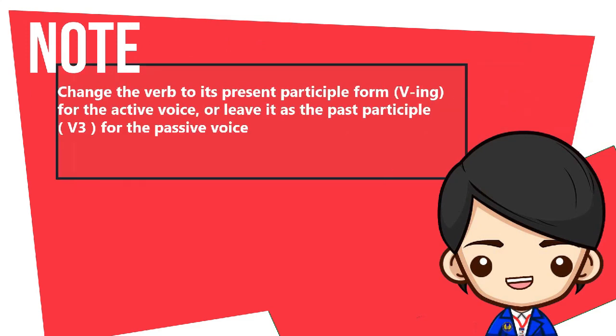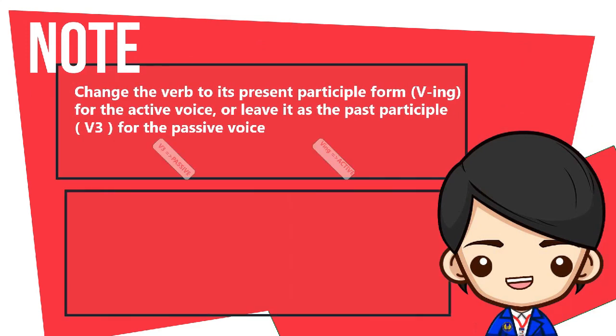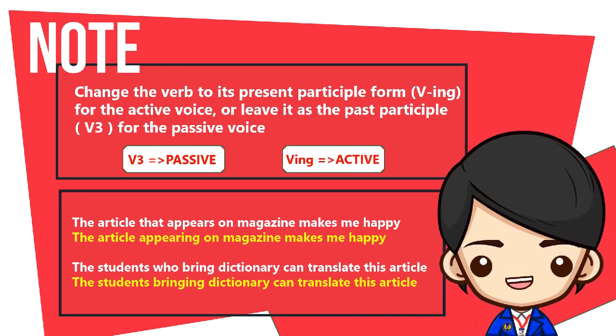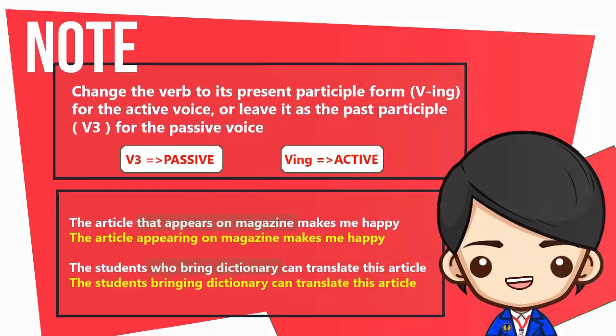Another note, change the verb to its present participle form or verb ing for the active voice, or leave it as the past participle or verb 3 for the passive voice. Please pause first to understand. In the sentence, the students who bring dictionary can translate this article. Bring is the active voice, so in the sentence we change the verb to bringing dictionary. There must be a verb ing form because it is an active voice.